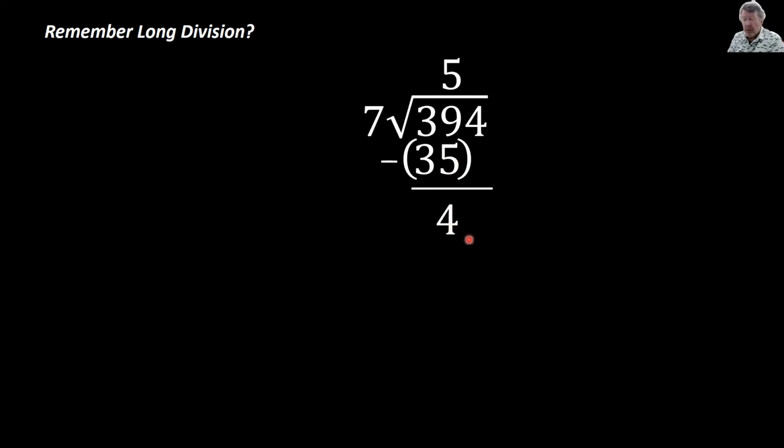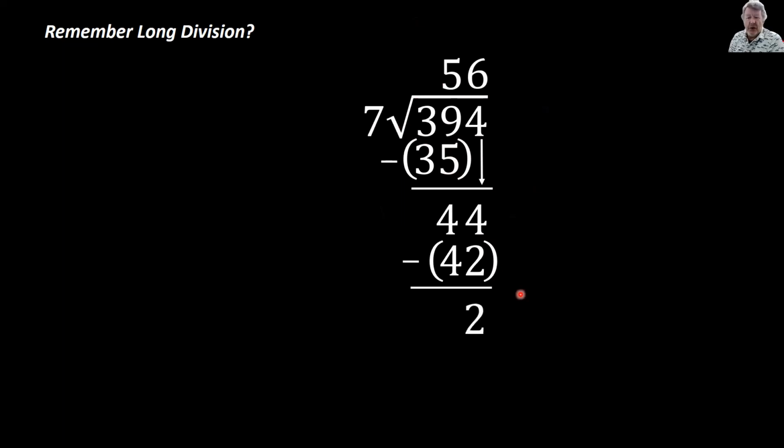Next step is bring down this 4 and makes the new number 44. Does 7 go into the 4? No, but 7 goes into 44. How many times? 7 6s are 42. So we'll put this, 7 into 42, goes in 6 times. Now we'll work our way around again. 6 times 7 is 42. And we're going in brackets, we're going to subtract it again and leaves us with a remainder of 2.